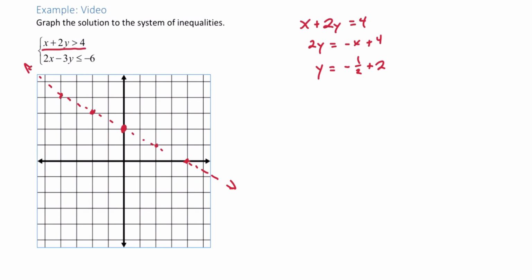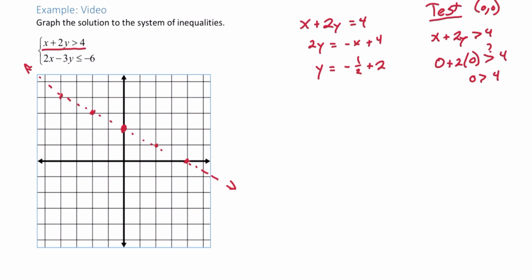And now we want to test a point to know where to shade. And we can test 0, 0. Remember to always test in the original inequality. In this case, x plus 2y is greater than 4. 0 plus 2 times 0. We're asking, is that bigger than 4? 0 is greater than 4 is a false statement.